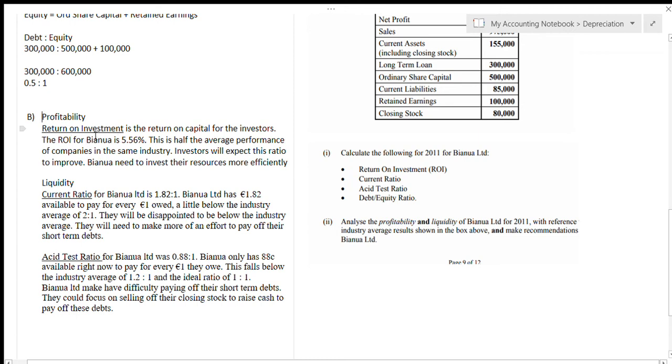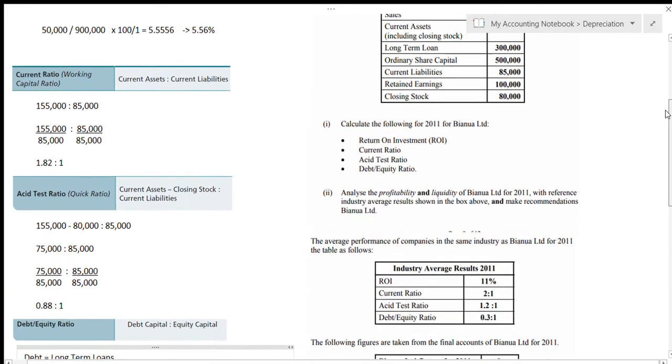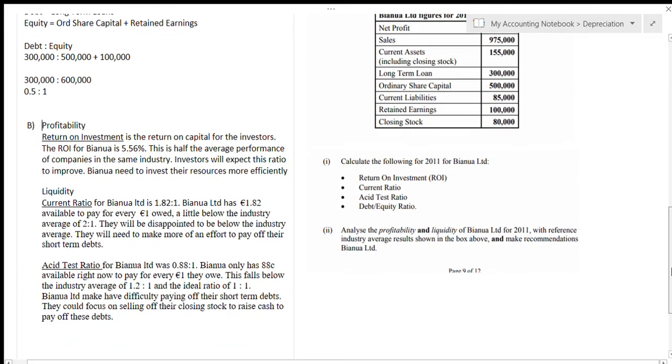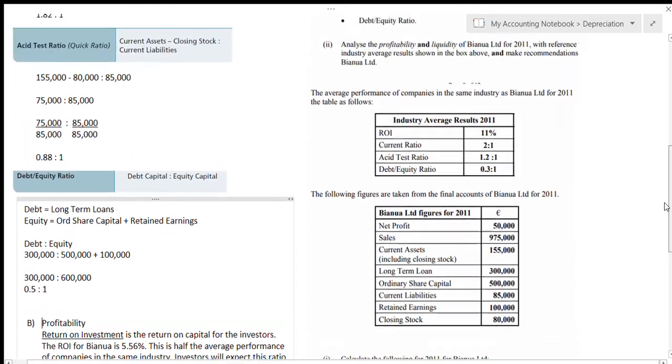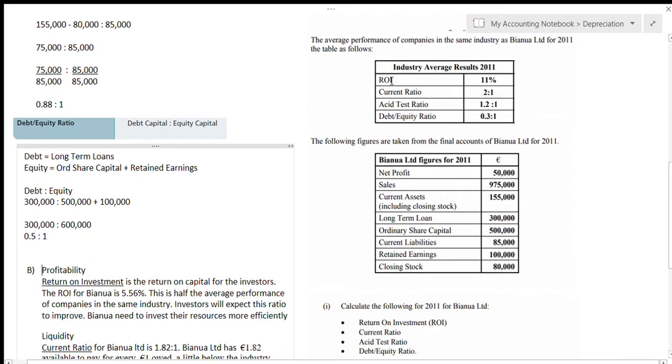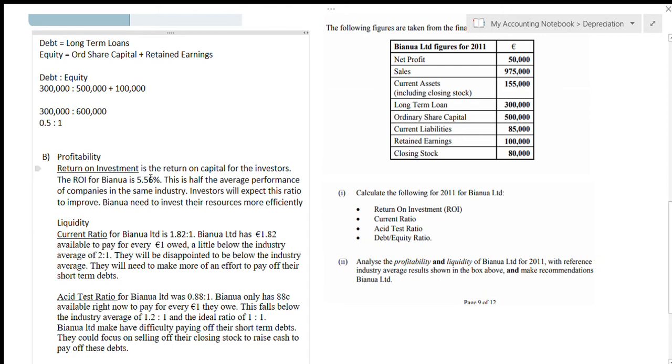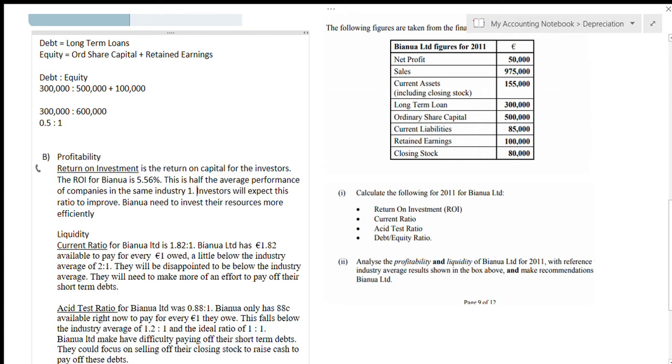The ROI, return on investment, for BNUA is 5.56%. Where did I get that? We worked it out up here. 5.56%. That's the return on investment. How does it compare to the industry average? That's the industry average for the ROI, 11%. And what did we get for BNUA, their company? 5.56. So it's practically half the average performance of companies in the same industry. Just add in there 11%.